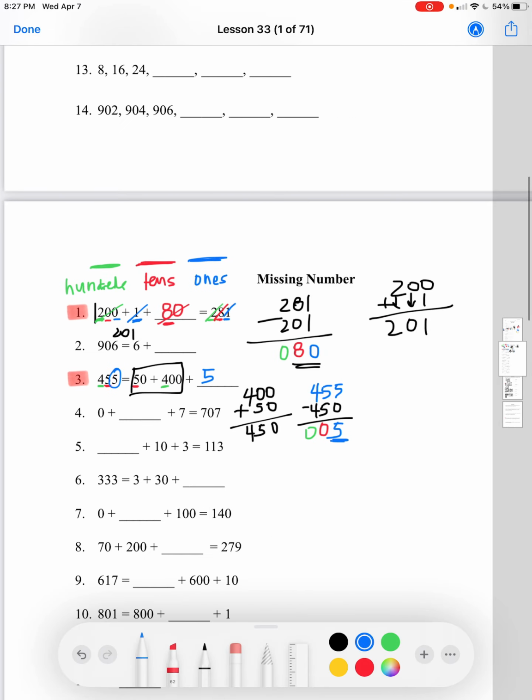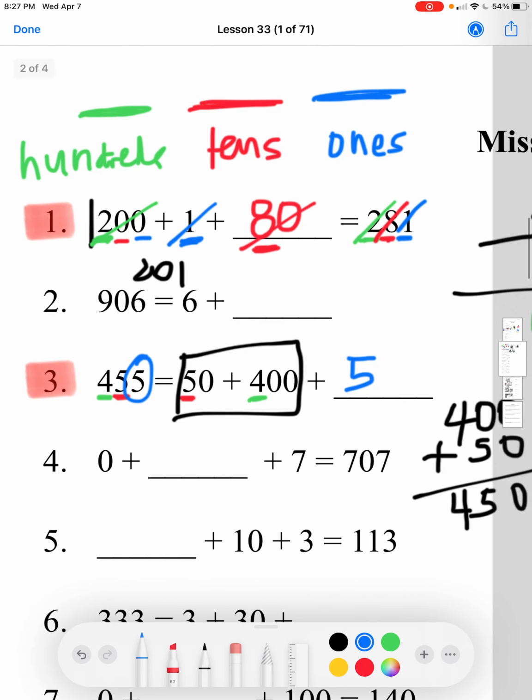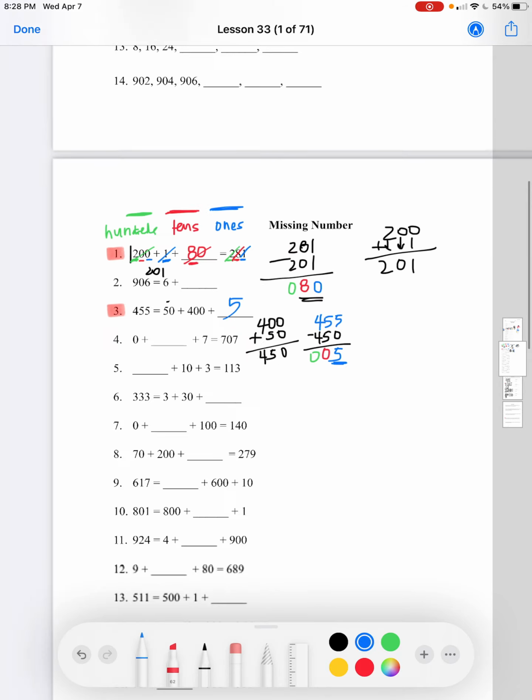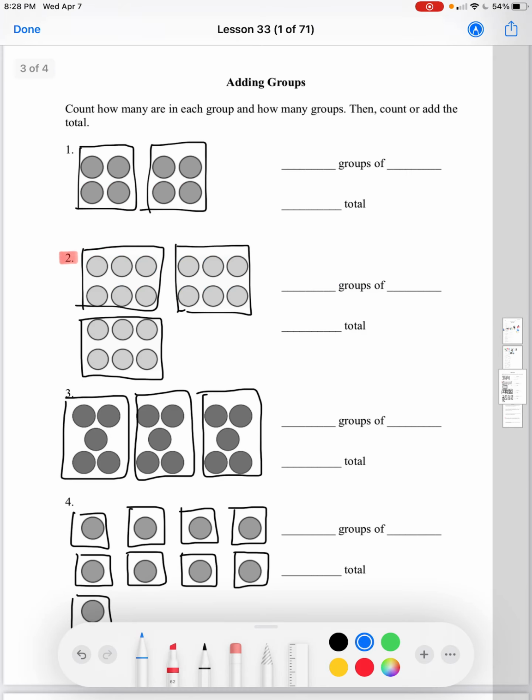Again, you can do it by subtracting this, or you can just look at the place values and look at what we do have. Again, we have the 5 in the ones place, the 5 in the tens place, or 50, and the 4 in the hundreds place, which is 400. And then you know that you've got the right answers. Now we can move on to the next page.